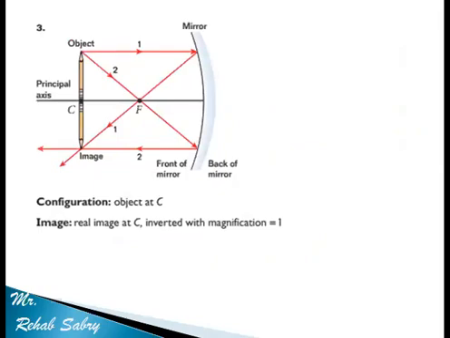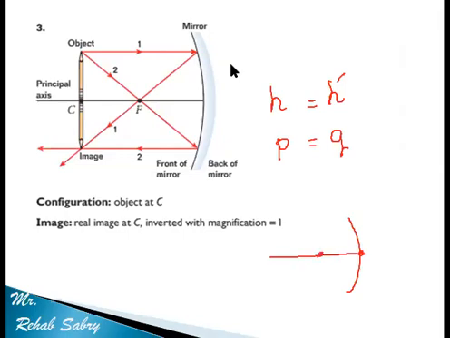This third case is a very, very important case, because this is where the size of the object equals the size of the image, and the distance of the object, P, from the mirror equals the distance of the image, Q. Let's look at what we will do here. This is the mirror, this is P, this is the principal axis, this is F, and this is C. I'll put the object here.